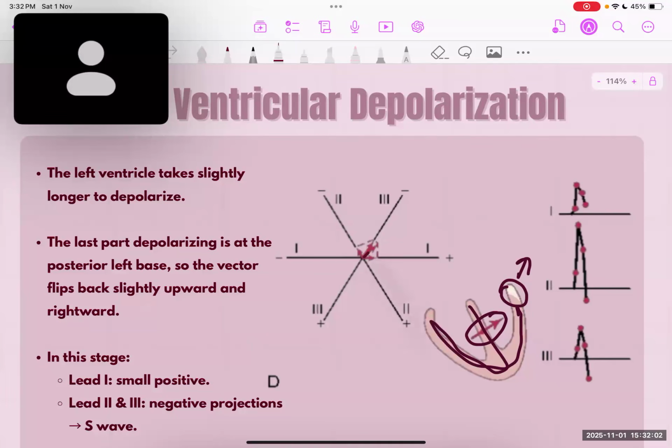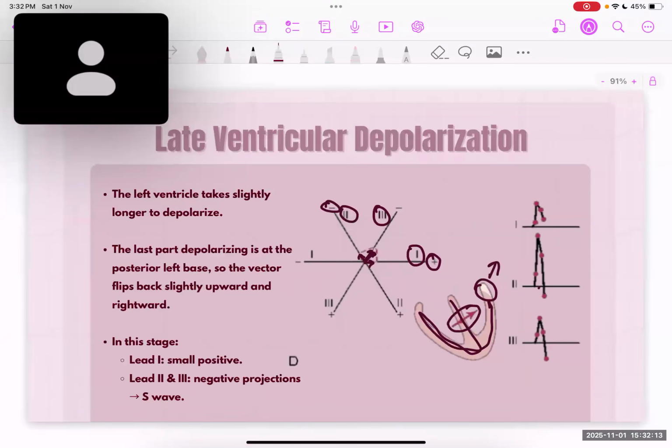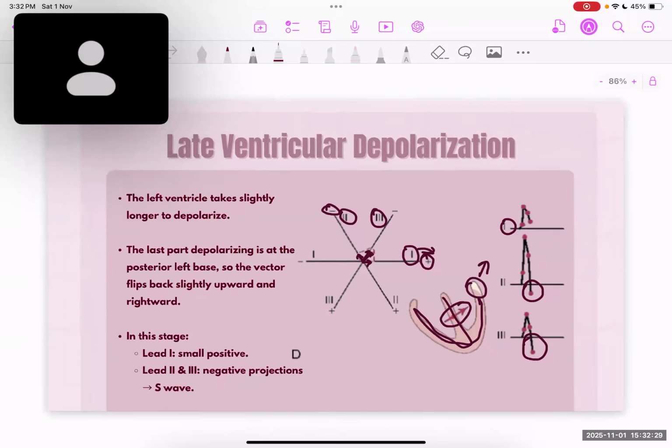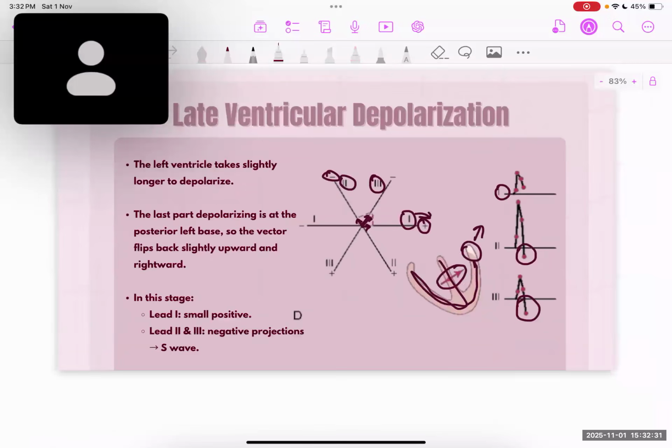So if this is our vector, the arrowhead here is positive for lead 1, but for lead 3 and for lead 2, it changed to a negative. That's why you're going to see the negative deflections, and not for lead 1, because for lead 1, it's still positive. But for lead 2 and for lead 3, it became negative. So you're going to start seeing the negative deflections of the QRS complex. Okay, so yes, this is the S wave.